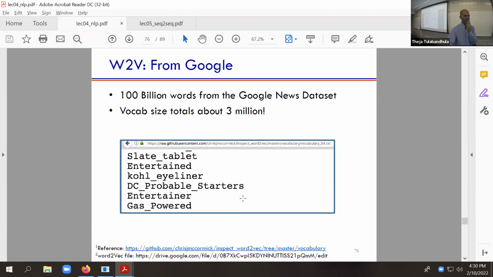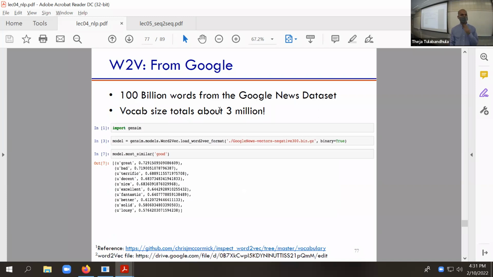Here are some example words, chosen to show that they don't just have single words, they actually have all these types of phrases as well. You can see DC portable starters. It's not really a single word, it's like three separate words, but they have been merged into a single word. Therefore the vocabulary size for Word2Vec is actually huge. It doesn't correspond to the English dictionary. It's much bigger than that.